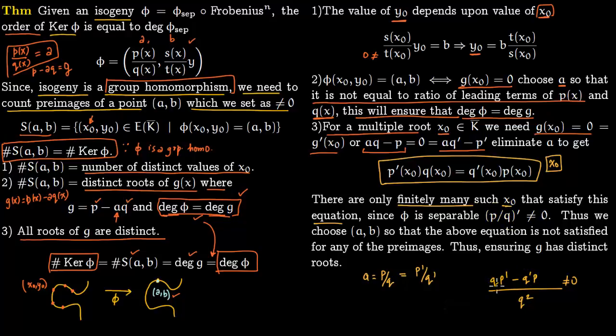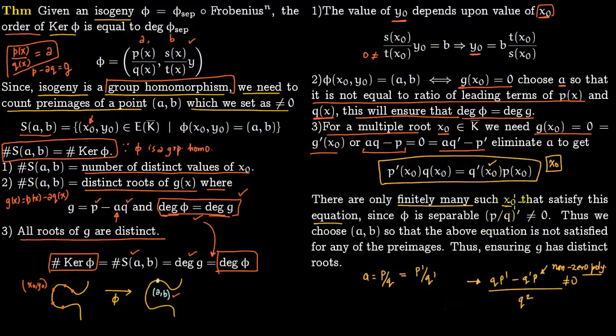So notice that this is the same as this, bringing the terms to left hand side. So these two are precisely the same. So this is non-zero. So in general this is non-zero. So there are only finitely many x0. So this is a polynomial which is non-zero. So this is a non-zero polynomial. So it has finitely many roots. So roots of this polynomial we can say are x0.